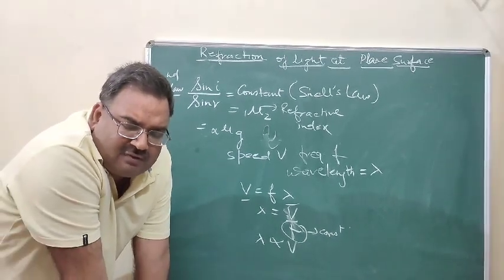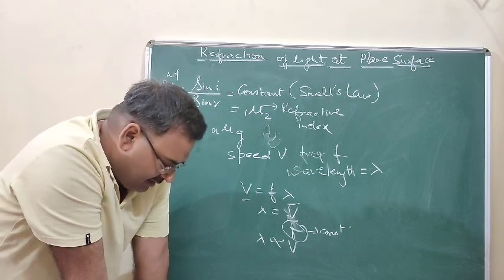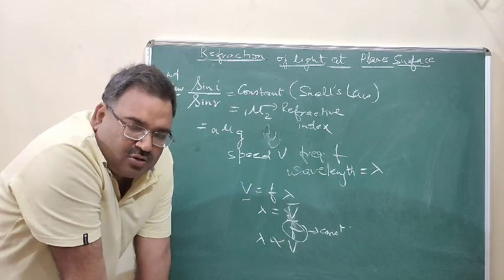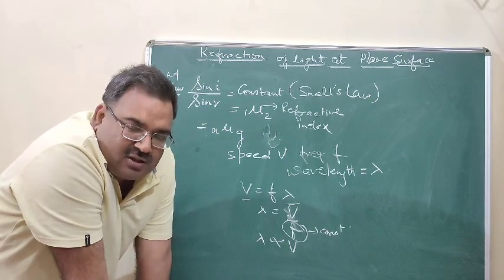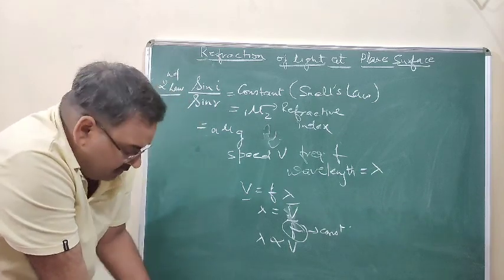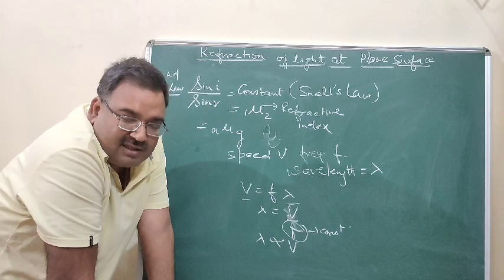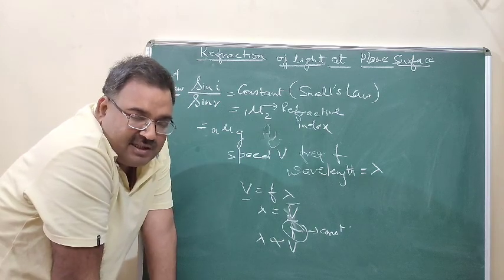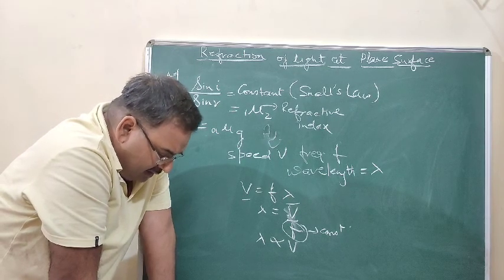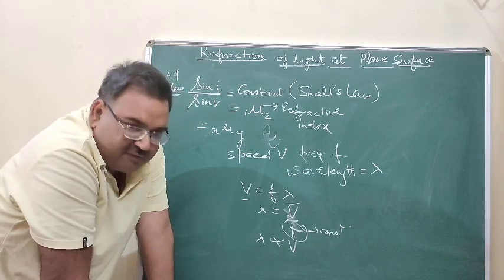Normally when a ray of light travels from air to glass, speed slows down, so wavelength decreases. Is it clear? When a ray of light travels from air to glass, which is a denser medium, the speed of light decreases, so the wavelength will also decrease. Now the relation: when a ray of light travels from the denser to the rarer medium, then the speed increases, and wavelength also increases. Then we have the speed of light in different media, the relationship between refractive index and speed of light.